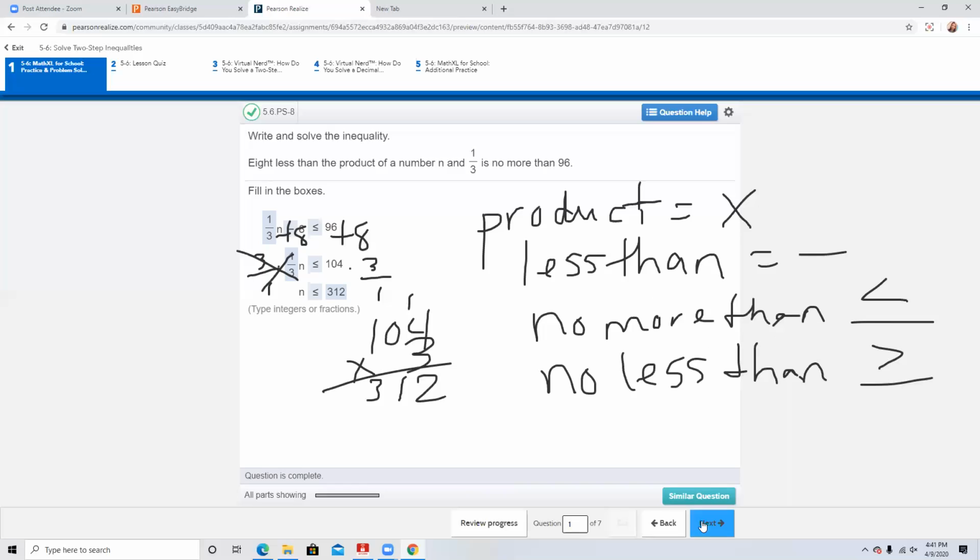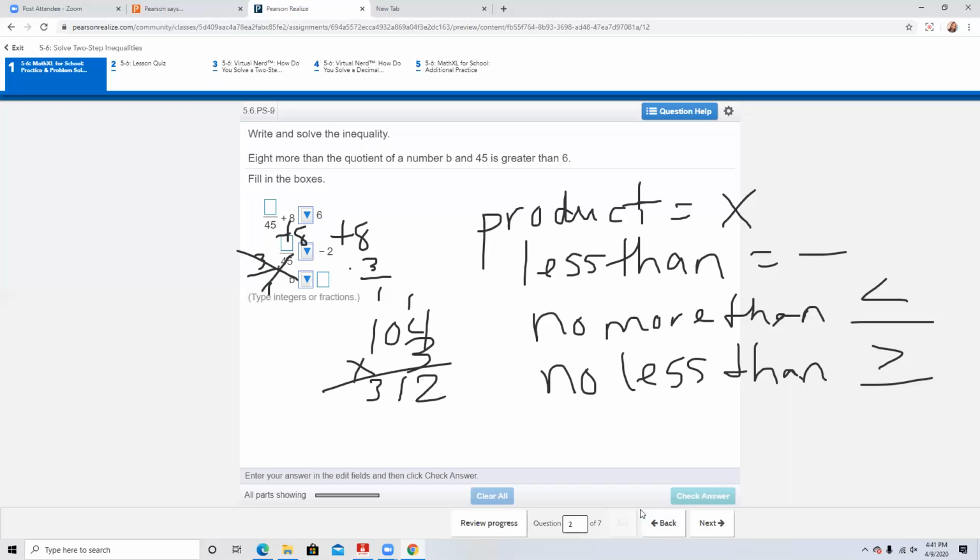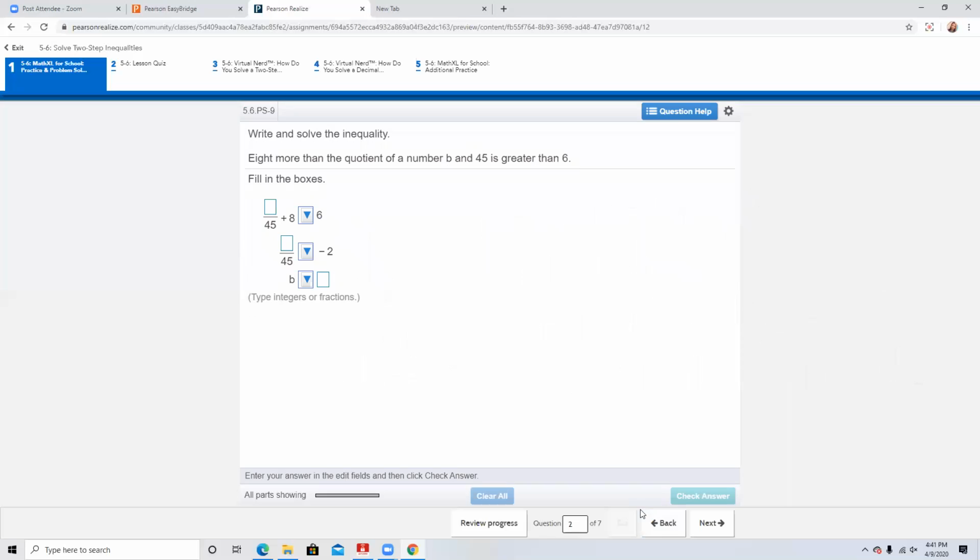All right. So let's move on to another question. Maybe we can work another one real quick. Okay. So now we have 8 is more than. Remember, I told you more than is plus. Here it goes right here. More than is plus. So we're going to write this out to the side.